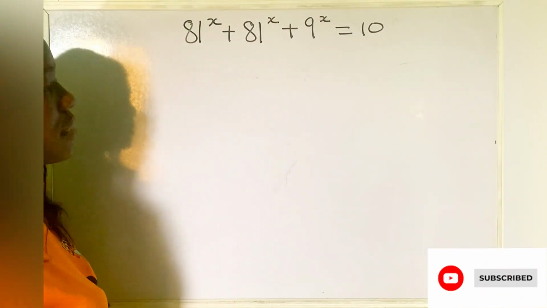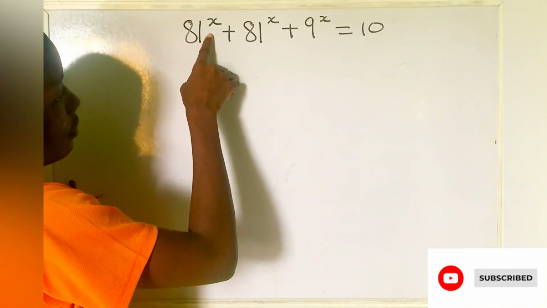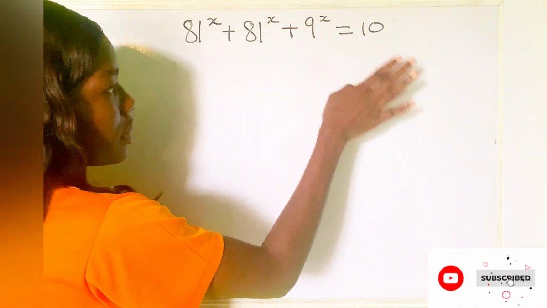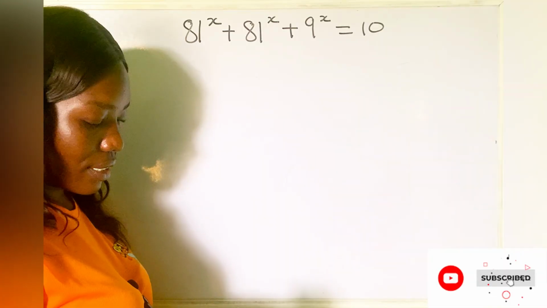Let's solve this question together. We have 81 to the power of x plus 81 to the power of x plus 9 to the power of x is equal to 10. We are looking for the value of x in this equation, alright?